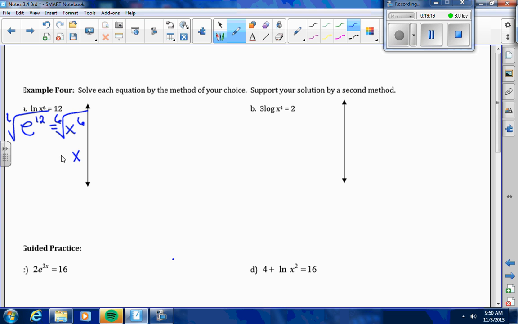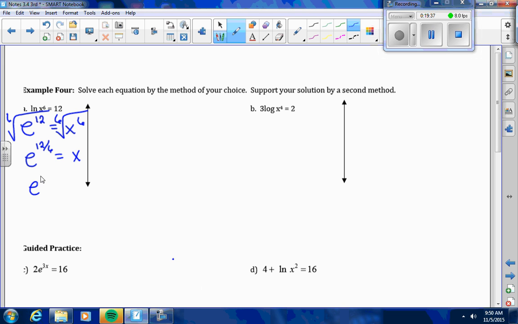So I have x equals. Now let's look at that. The 6th root of e to the 12th. Now rewrite that with a rational exponent. So that would be e to the 12 over 6. And reduce it.